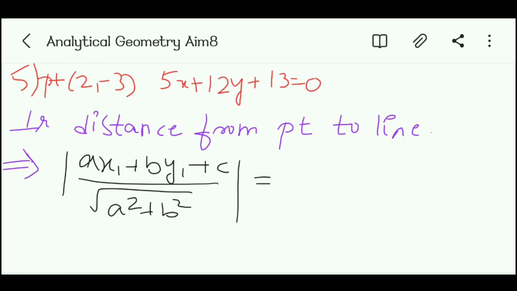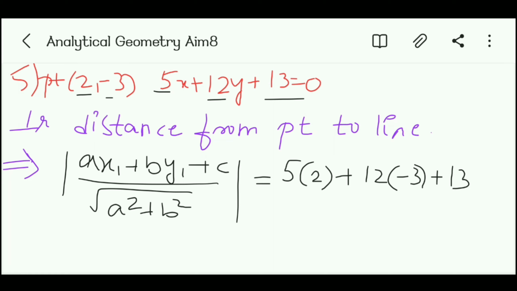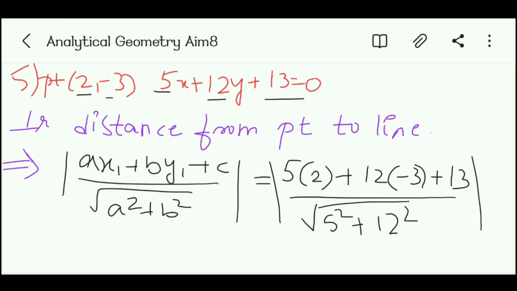Now just substitute the values here. So what is a? It is 5. This is a. x1 is 2, plus what is b? It is 12, into y1 is minus 3, plus c is 13, divided by root over a square. A square is 5 square, plus what is b square? 12 square. Now put it in modulus.